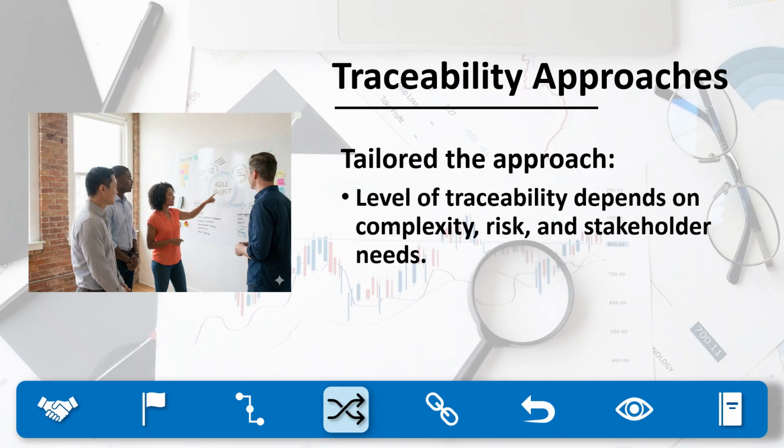On complex or high-risk initiatives, you may need very detailed traceability, capturing every relationship between business needs, stakeholder expectations, solution features, test cases, and acceptance criteria. In other contexts, such as small enhancements or adaptive environments where requirements evolve rapidly, a lighter approach is often more practical. The key is to strike a balance between too much traceability, which can create bureaucracy and slow things down, and too little traceability, which can leave gaps and cause costly rework.